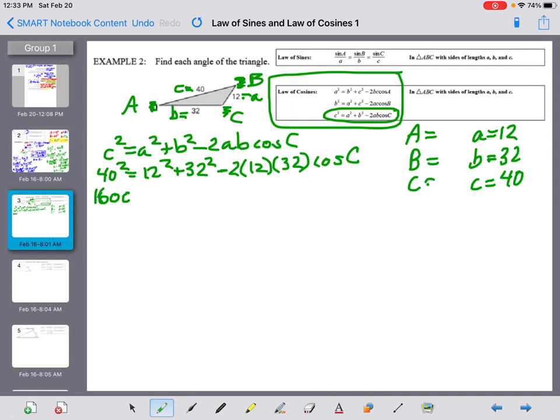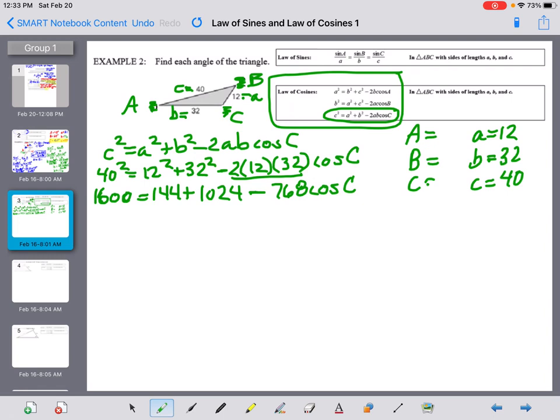By the way, that's a 1600. 144. 32 squared is 1024. Notice here, three things multiplied together. I'm going to keep that minus out front. 2 times 12 times 32. I get 768 cosine of angle C.